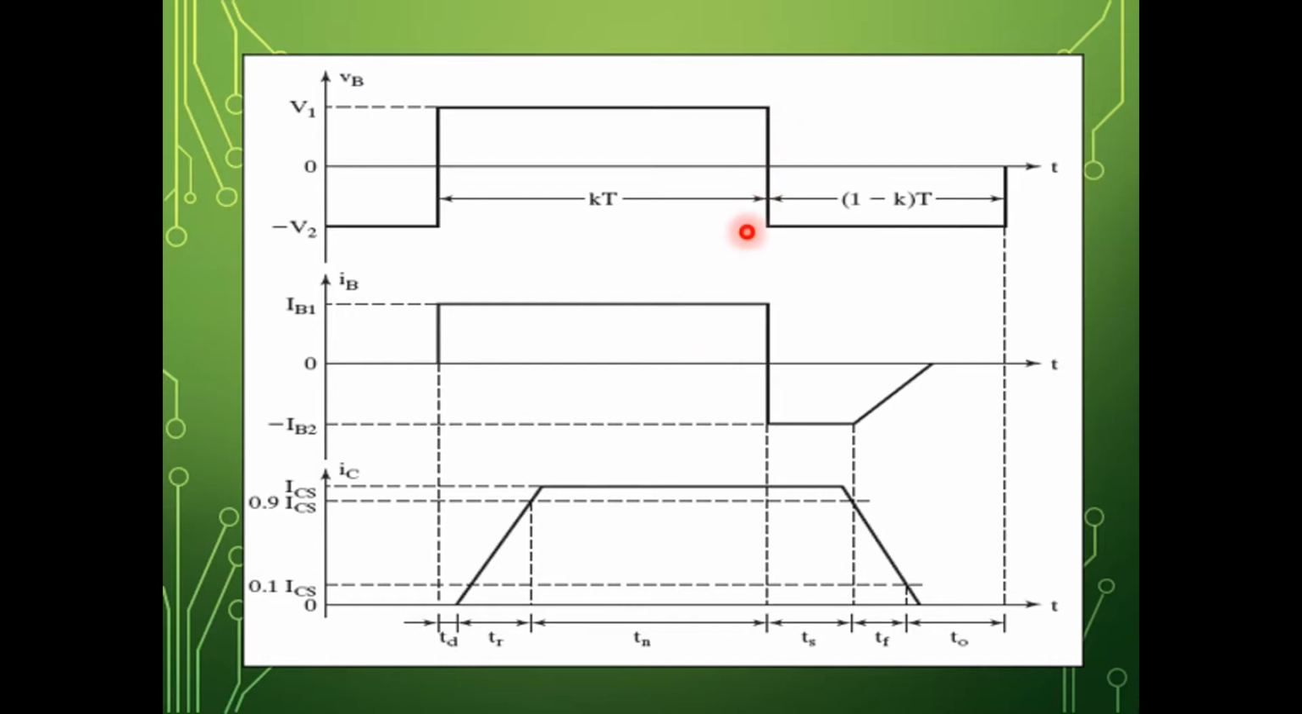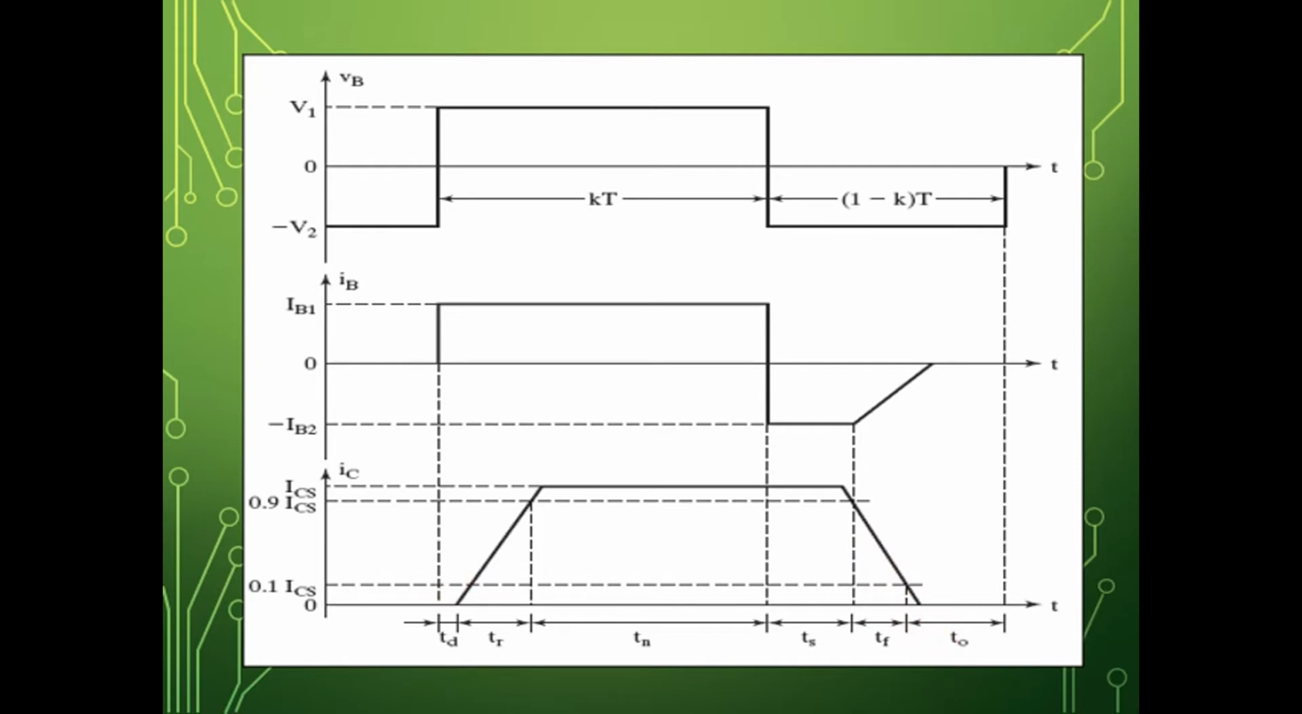Then if you reverse the voltage applied to the base, you can observe here it is reversed to a magnitude minus V2. Then the collector current should decrease and become 0 immediately. But is it happening so? No. That is because in saturation, the excess base current you have applied is stored as excess charge. That excess charge has to be removed. That is called the storage time.